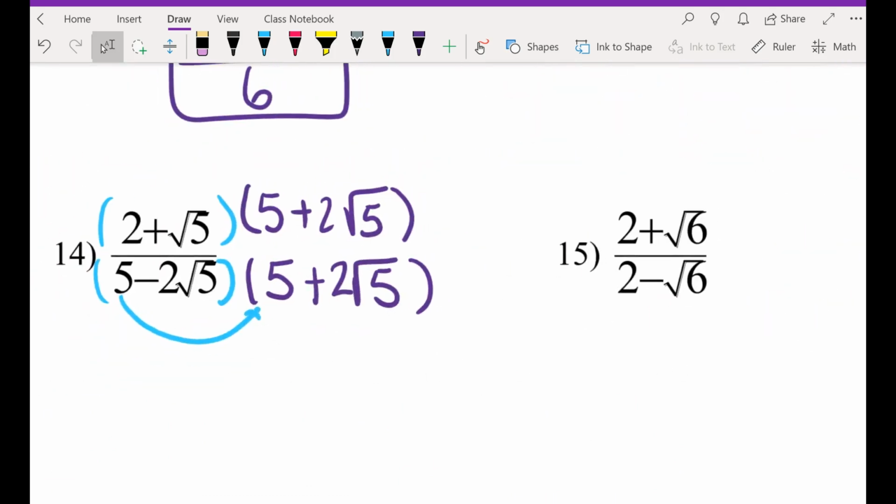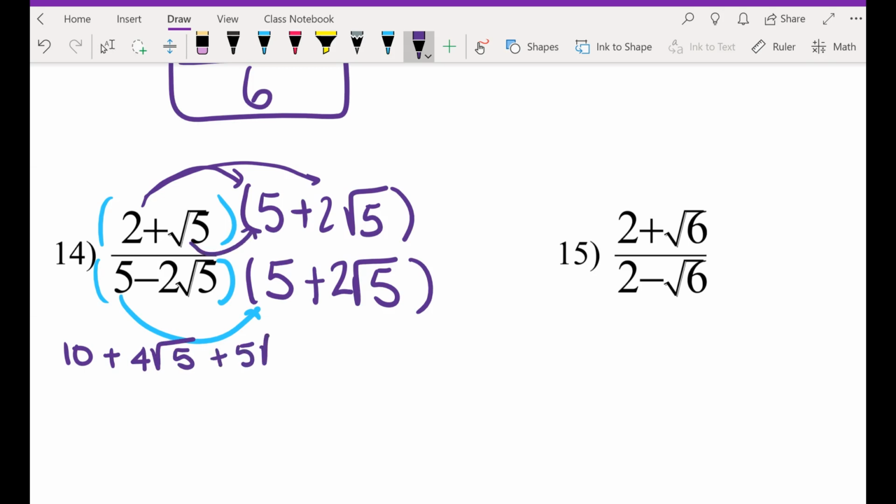Okay. So on 14, on the top, I still have to multiply out everything. So 2 times 5 is 10. Okay. 2 times 2 rad 5 is 4 rad 5. Rad 5 times 5 is 5 rad 5. Rad 5 times 2 rad 5 is 10. Some of you know 10. Now, if you don't know, I'll write this out. They get 10 because it's 2 times 5. Okay. On the bottom, oh, those conjugates.